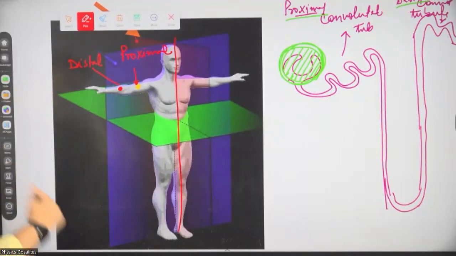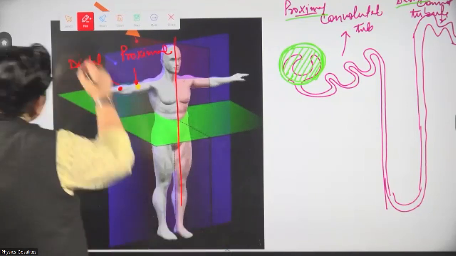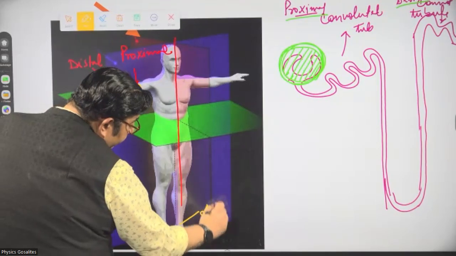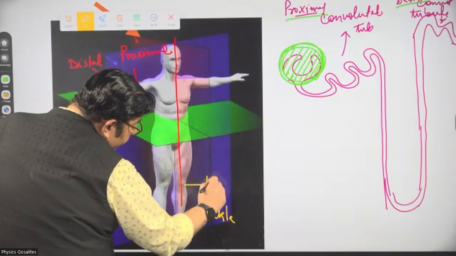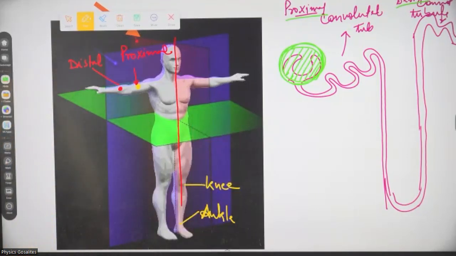In the same way, I can put here, this is my ankle. Yellow will be better visible. This is my ankle and this is my knee. I can say that the knee is proximal to the ankle.